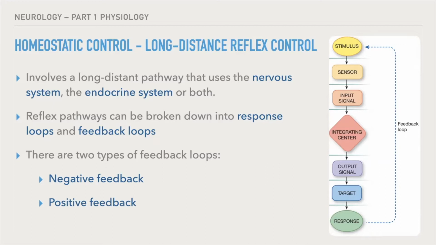Integrating centers are usually part of the nervous system or endocrine system, and the output signals may be chemical signals, electrical signals, or even a combination of both. And we can also say that there are two types of feedback loops, the negative feedback and the positive feedback that we will be talking about now.